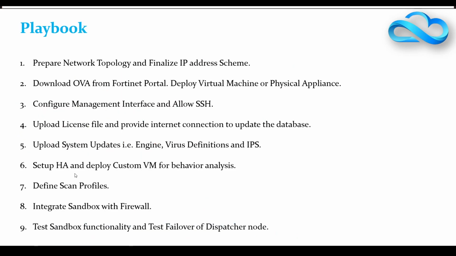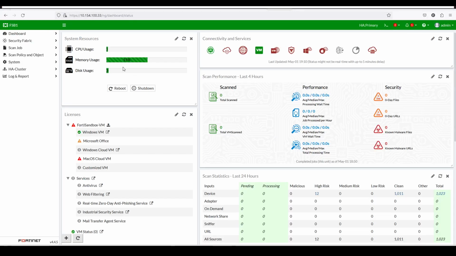In our previous video, we set up HA and defined our custom virtual machine. Now it's time to define our scan profile, and then we will integrate our sandbox with the firewall. And at the end, we will test our available functionality for the dispatcher node. So let's jump into our environment.